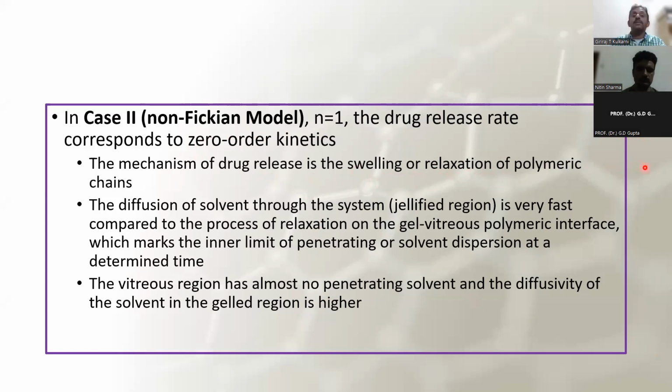Actually, Higuchi's equation is for non-swelling matrices, whereas Korsmeyer-Peppas can be used for swelling, non-swelling, any type of matrix system. So release here, if n is equal to 1, is by swelling or relaxation of the polymer chain. When the polymer comes in contact with water, the chain relaxation occurs first. Then drug diffusion starts. Diffusion of solvent through the system is very fast compared to the process of relaxation at the gel, vitreous, polymeric interface. I will show that figure also.